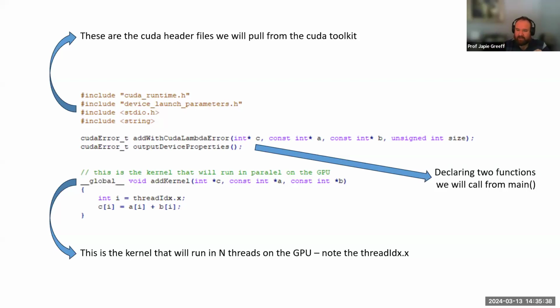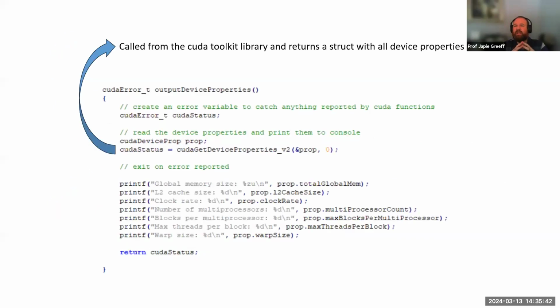Now, if we look a little bit deeper into the output device properties function, this looks like normal code. The only thing that we're going to be calling from the CUDA toolkit library is cudaGetDeviceProperties version 2. Obviously, we're on a slightly newer card, so we can get the version 2 functions. And what this is going to do is we pass in the prop variable, which is just a structure called cudaDeviceProp.